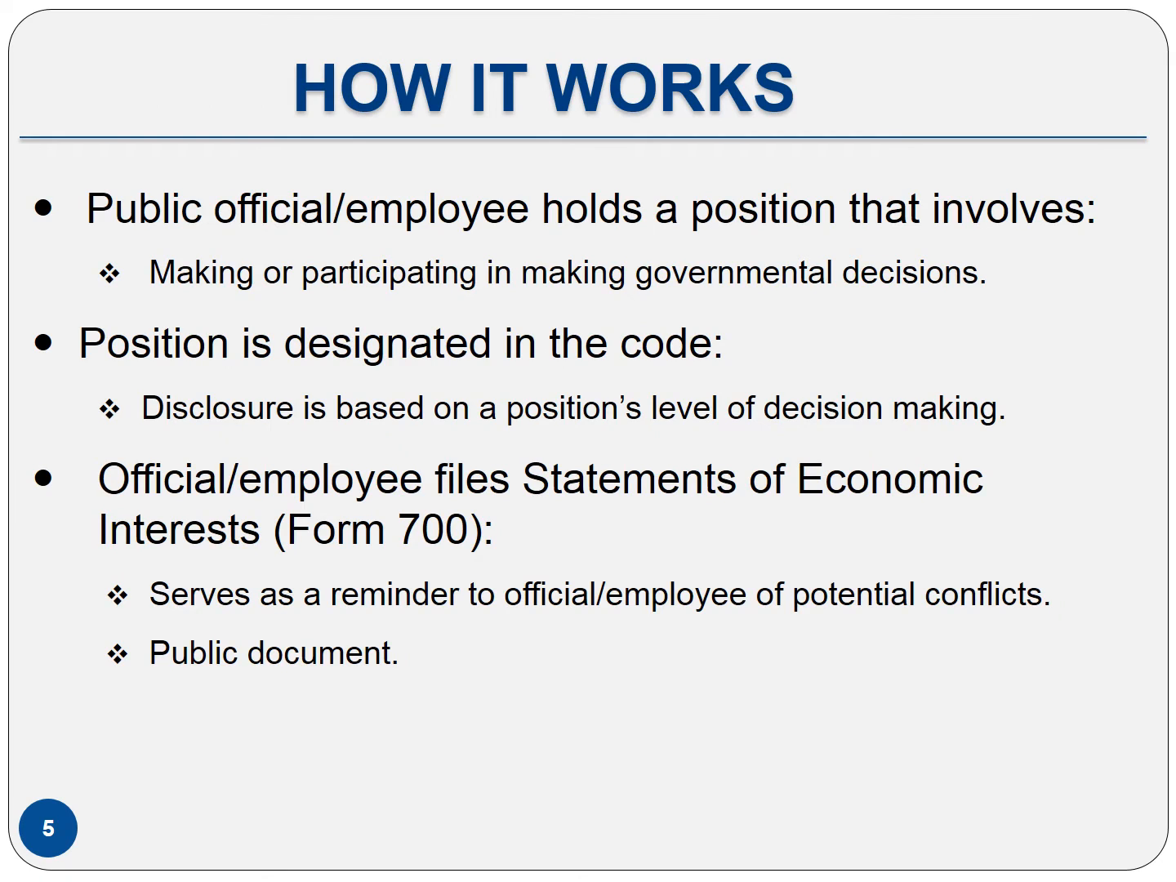A public official or employee holds a position that involves making or participating in making governmental decisions. That position is designated in the Conflict of Interest Code, and the position's disclosure is based on decisions the position authorizes the filer to make. The position then files a Form 700. The form serves as a reminder to the employee of potential conflicts and serves as a public document so members of the public are aware of those potential conflicts.